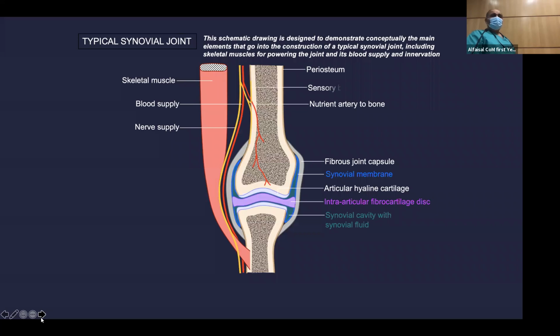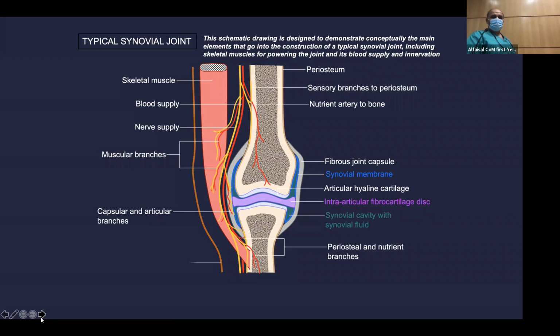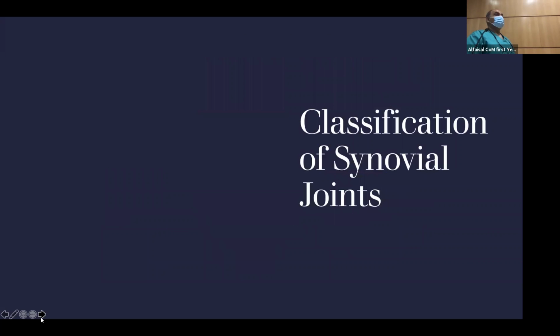So guys, this is what a synovial joint is. We talk about bursa. I will not be going into that again. Now, we have to classify the synovial joint.